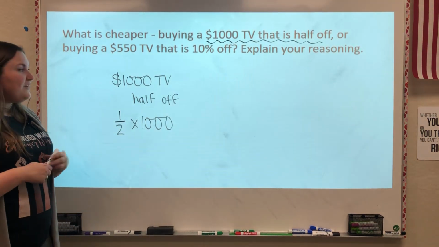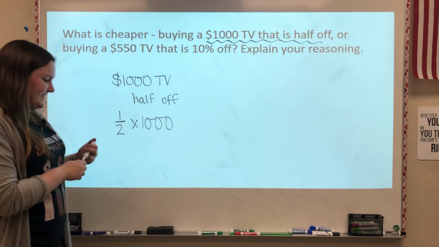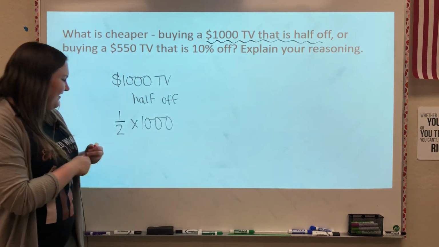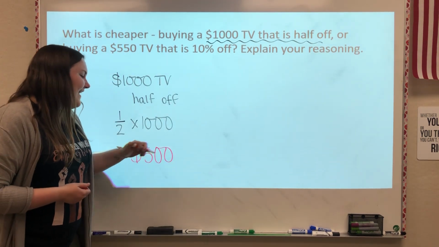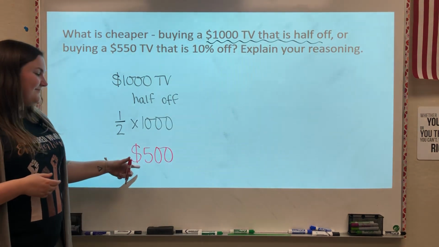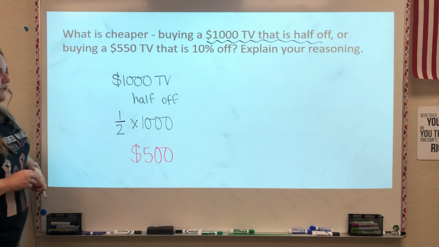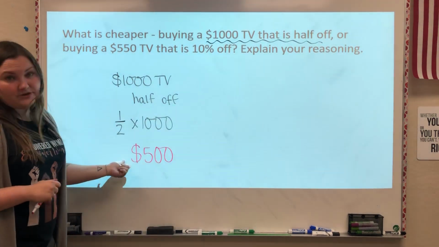Either way you do it, you're getting that $1,000 TV at half off costs, I'll put it in red here, $500. Half of 1,000 is 500, or 1,000 divided by 2 is 500. So that's your first option, is this TV with that discount is going to be $500.